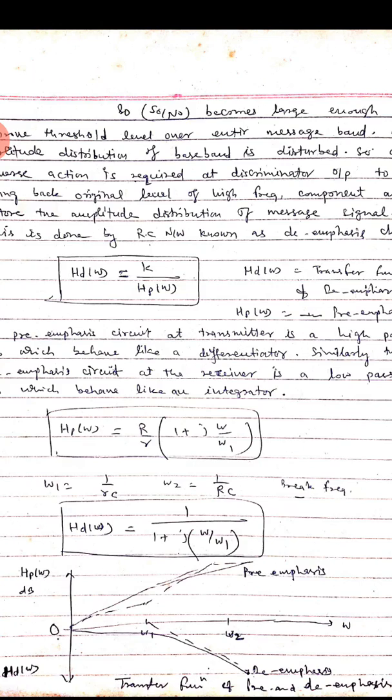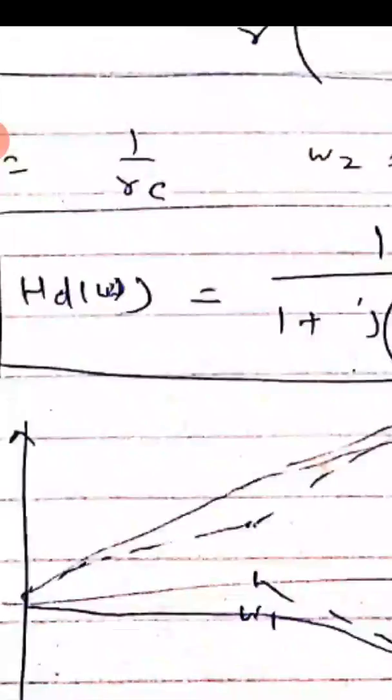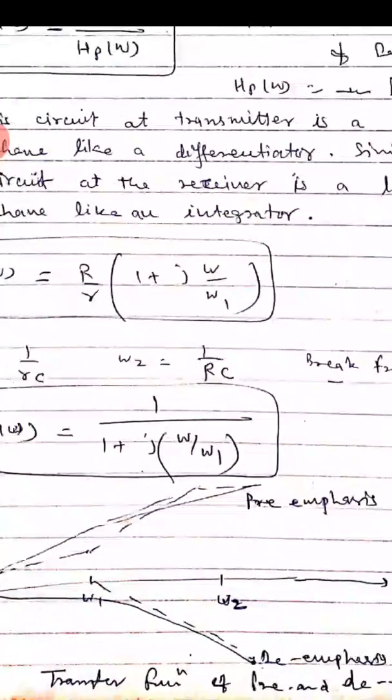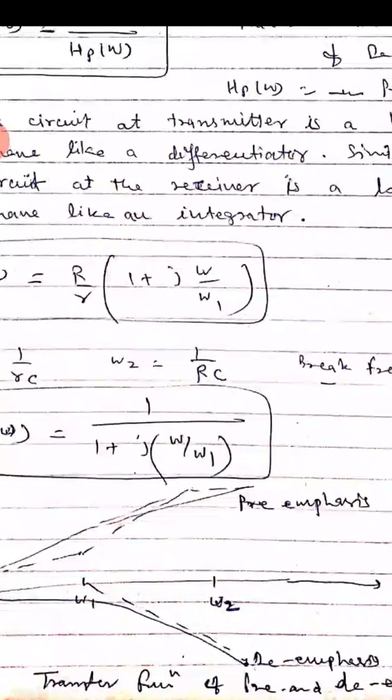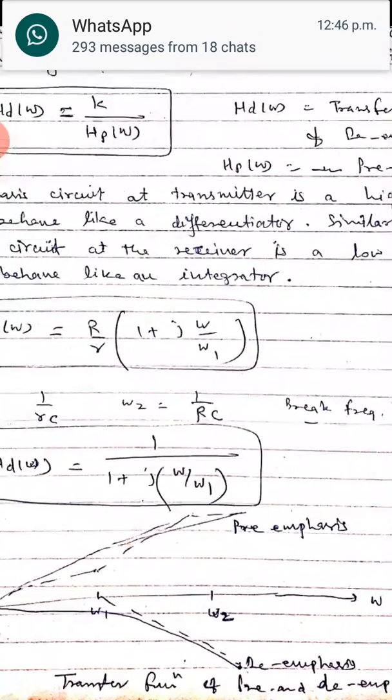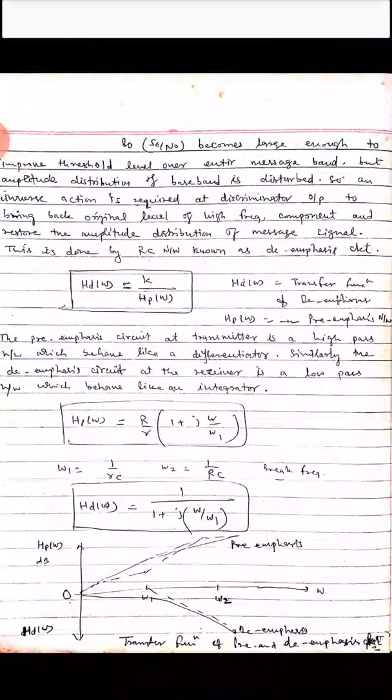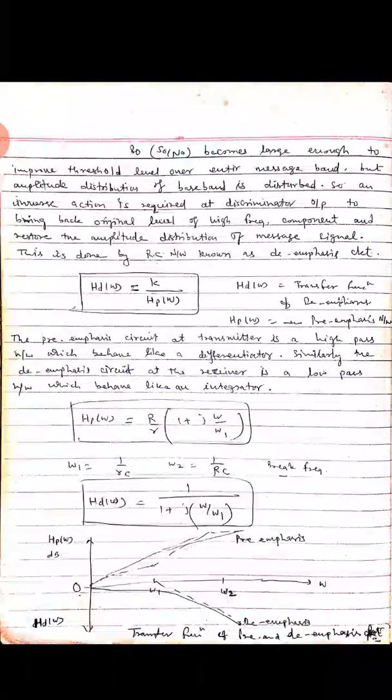As you can see in the transfer function, in the case of pre-emphasis the signal is boosted, and at the receiver end it is brought back to the original signal. So that balances out the original signal. Otherwise, if you only use pre-emphasis, a problem will be created: the signal to noise ratio doesn't maintain the threshold level, and the threshold level should be maintained. That's why we are using pre-emphasis and de-emphasis circuits.